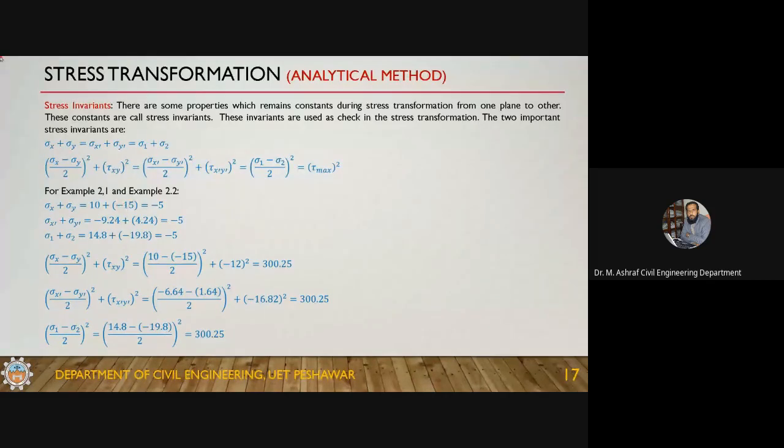ओरिजिनल के लिए आप ये कैलकुलेट कर लें, और जो आपने कैलकुलेट किया उसके लिए ये चीज कैलकुलेट कर लें. ठीक है? So वो अगर ठीक आ रहा है, दोनों एक जैसे आ रहा है, so it means your calculation is okay. So these are the stress invariant. यहाँ पर हम एक ब्रेक लेते हैं.